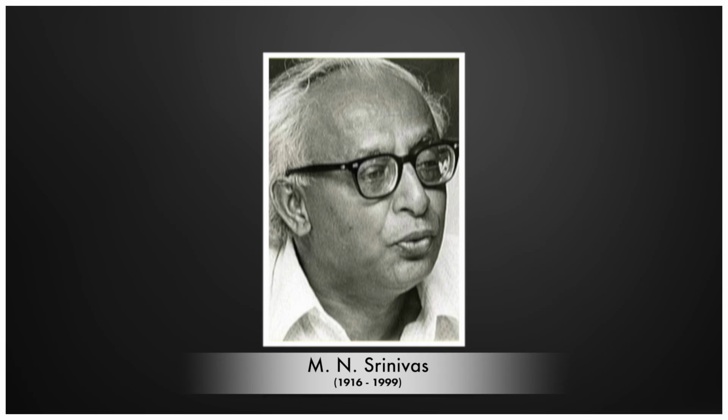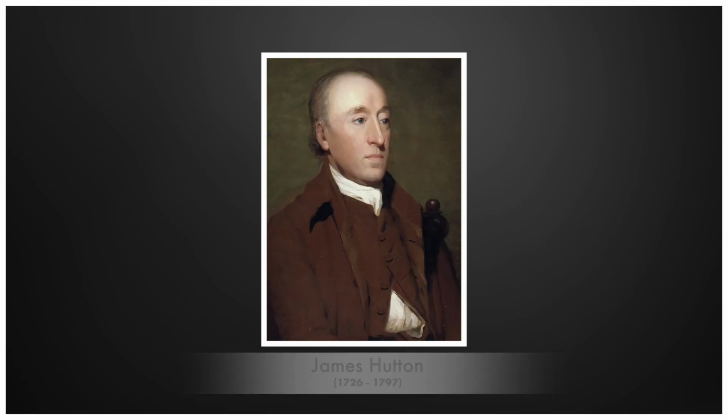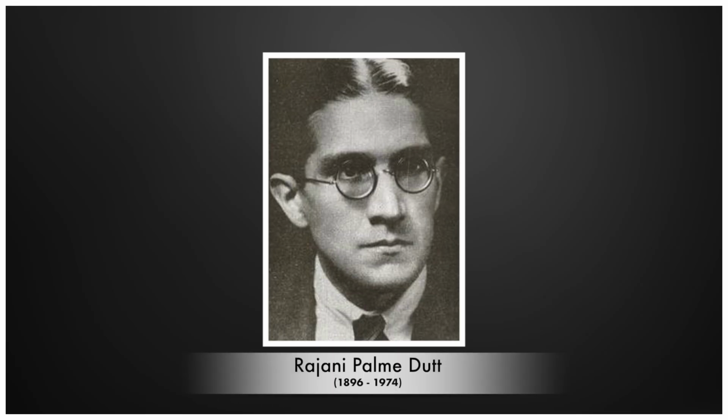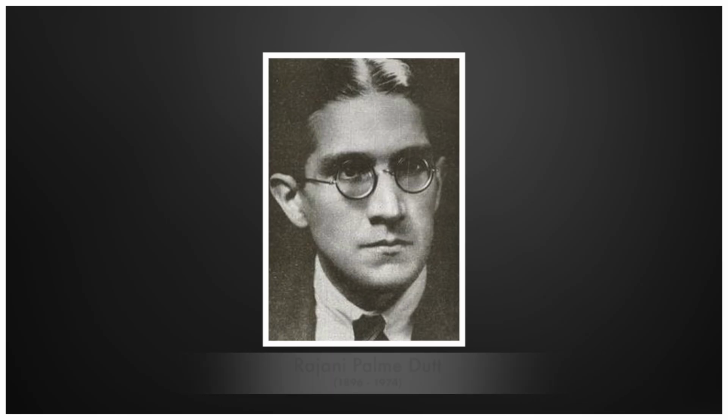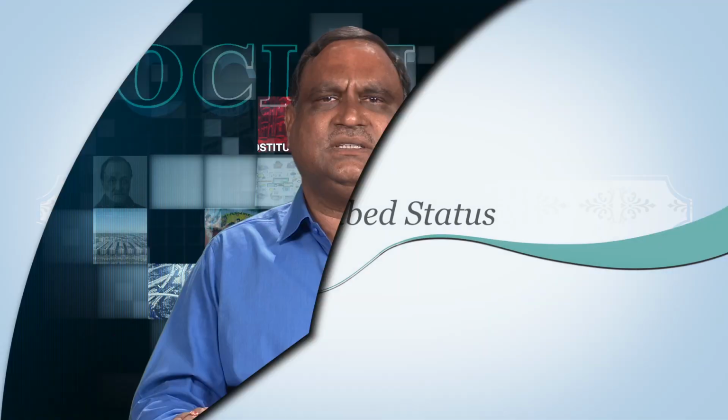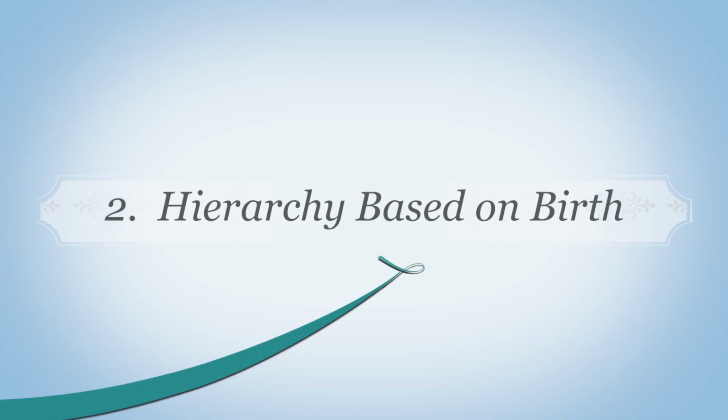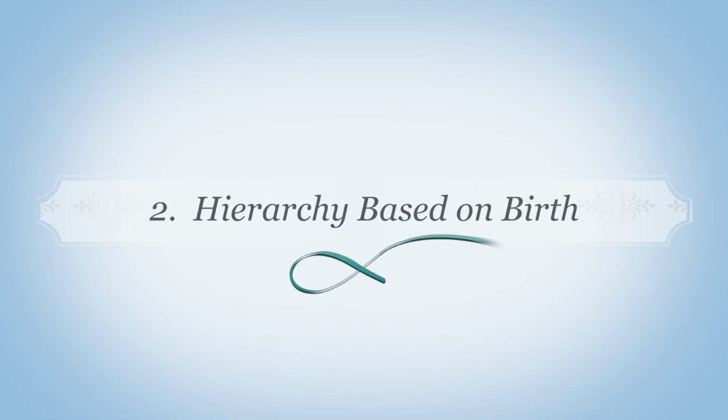According to M.N. Srinivas, J.H. Hutton, S.V. Ketkar and Dutt, the characteristics of caste system are as follows. Number 1, ascribed status. The membership of an individual in a caste is determined by his birth. Number 2, hierarchy based on birth. No two castes have an equal status. One caste has either a low or a high status in relation to other castes.